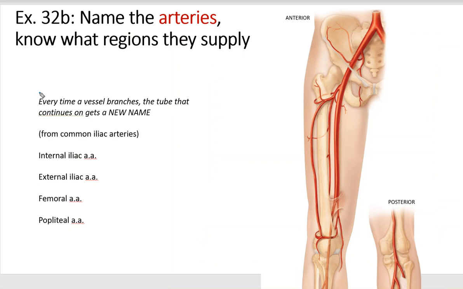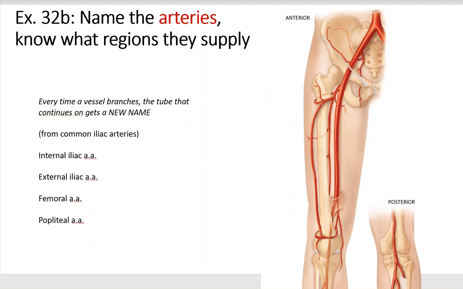So I just want to remind you, every time a vessel branches, if that same tube keeps continuing down, it gets a new name. Where we learned our common iliac artery is right there, once we get the branch of our internal iliac going inside to feed our pelvis, the leftover tube as it progresses down is going to get a new name. So that one is external iliac, whereas this little squiggle in here is internal iliac. And then the area above it is common iliac.